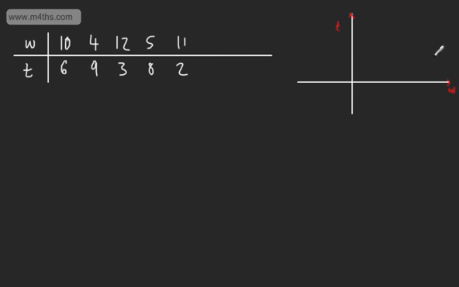If we plot the first one, it's going to be about there, 10:6. The next one's going to be about 4:9, which is there. Then we've got 12 and 3, which will be about there. We've got 5 and 8, which, give or take, is about there. And then 11 and 2 is going to be about there. Okay, so very rough, but we can see there's some negative linear correlation going on here. So when we work out the product moment correlation coefficient, we should have a number that's negative and not a million miles off being 1.